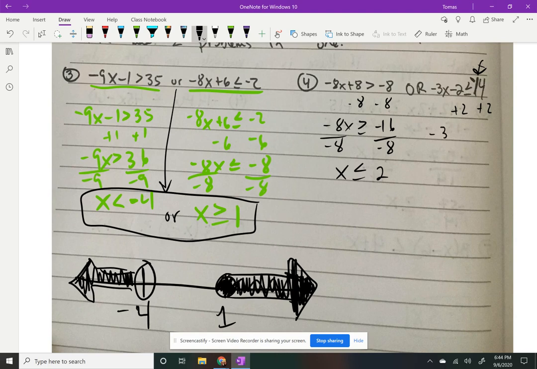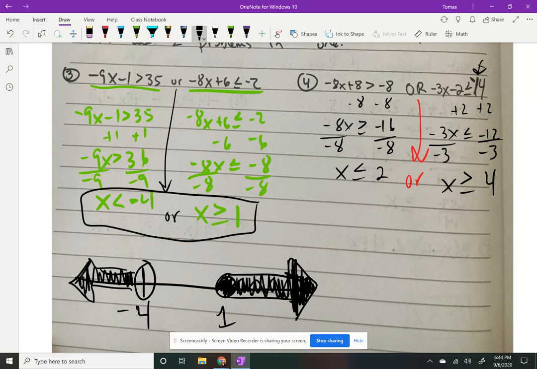So now we have negative 3x is less than or equal to negative 12. Divide by negative 3, divide by negative 3. We have to flip the sign, so x is greater than or equal to 4. Now remember, we have to bring down this "or". We have to bring that down.